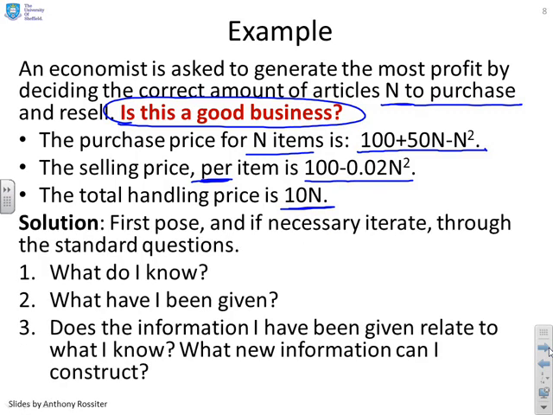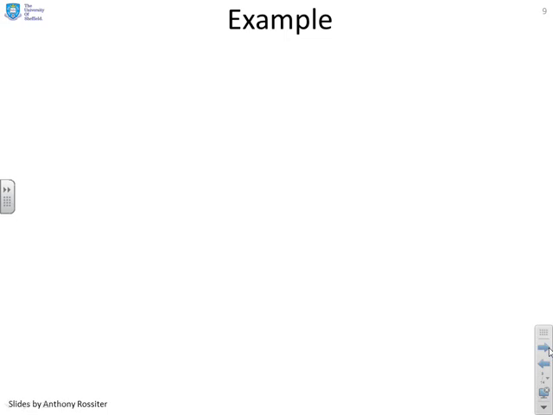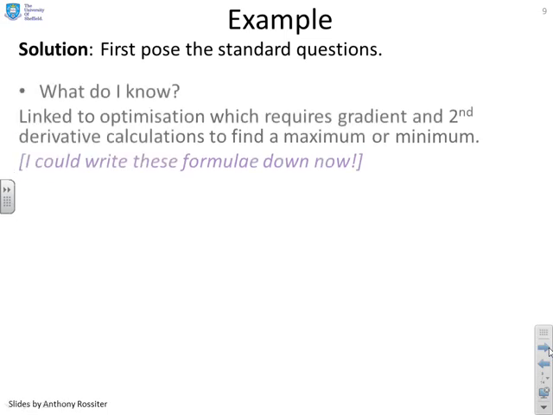Right, first pose, and if necessary, iterate through these standard questions. What do I know? What have I been given? And then obviously, question 3 is iterating through 1 and 2. Does the information I've been given relate to what I know? And what new information can I construct from this? So let's have a look. First pose the standard questions.